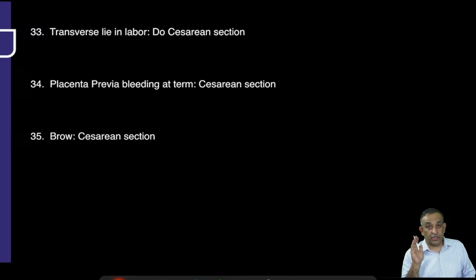Now, placenta previa bleeding at term, no problem, do a cesarean section. Brow, cesarean section. So this is why I wanted to give you three pieces of information which are very important: brow, transverse lie in labor, and placenta previa which is bleeding at term. These three, go ahead and mark cesarean section.